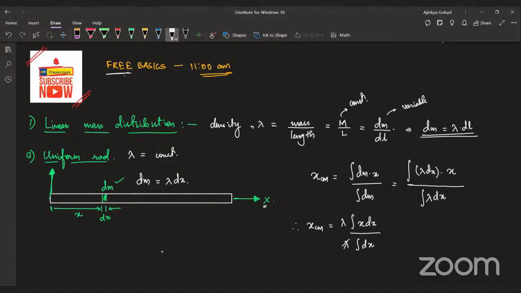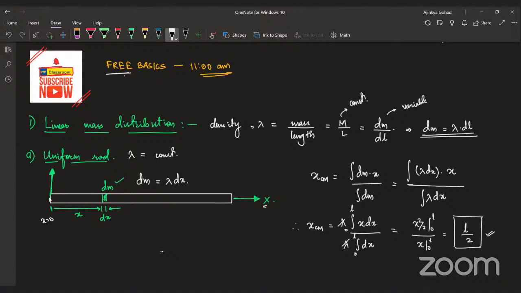This is how we'll get. So lambda gets cancelled and it is integral x dx upon integral dx. So integral x dx, integrating it from 0 to L. So x dx will be x square by 2, limit 0 to L, and integral dx will be x, 0 to L. So if you substitute the limits, you get the center of mass to be at a distance of L by 2 from the end here.